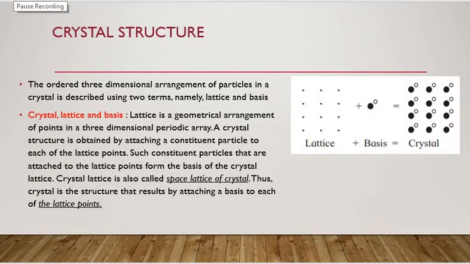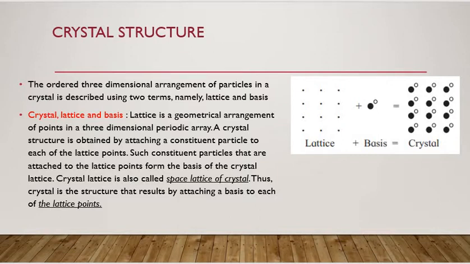Crystal structure. Crystal structure is the ordered three-dimensional arrangement of particles in the crystal, and we describe any crystal by using two terms, that is lattice and basis. Lattice is a geometrical arrangement of points in a three-dimensional periodic array.